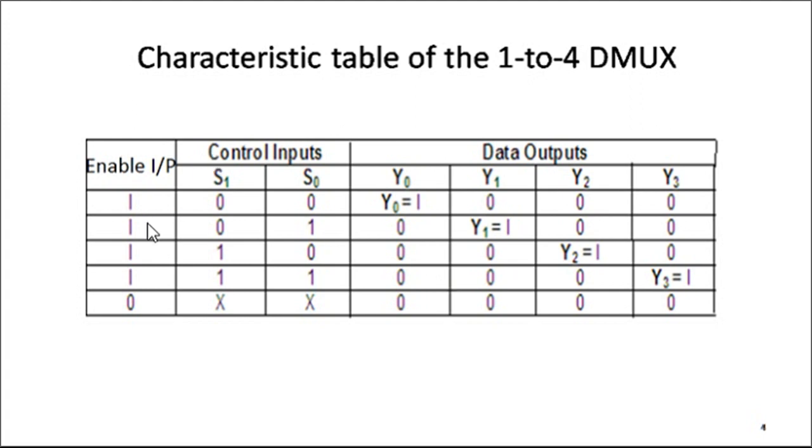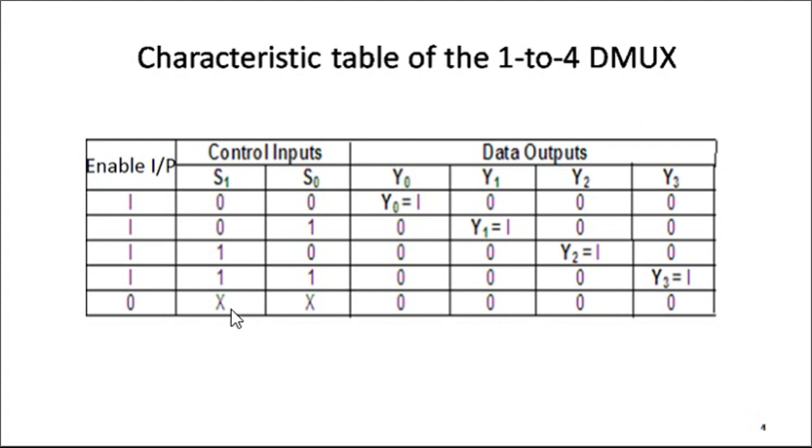Now see, whenever both control inputs are 0, at that time output Y0 is high, remaining all are 0. Similarly, whenever control inputs are 0 and 1, at that time Y1 is high, remaining all are 0, and the enable pin is high. Third case, 1 0, at that time Y2 is 1, remaining are 0, with the enable pin high. And for the fourth one, Y3 is 1 whenever both control inputs S0 and S1 are high, and the enable pin is also high. If the enable pin is disabled, meaning it is connected to 0, then these indicate a don't care condition.